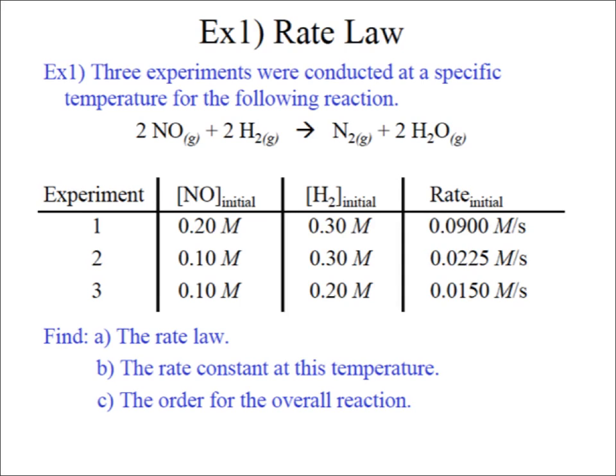So we have 3 different experiments. We have the overall reaction, and we want to try to do the rate law, the rate constant, and the order, just like the last example. So let's look at, first of all, can we determine the order of the reaction with respect to the nitrogen monoxide? Think about which 2 experiments you could use to compare how the change in NO affects the rate.